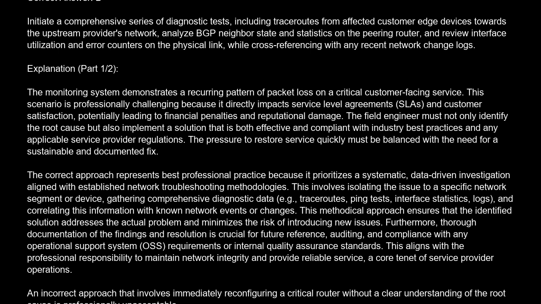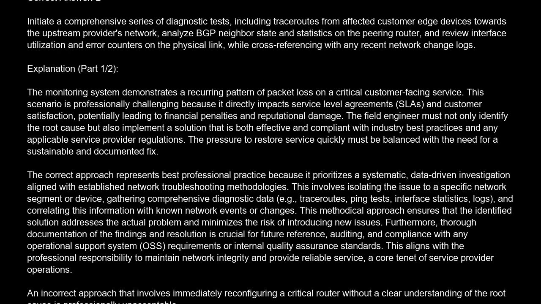Explanation: the monitoring system demonstrates a recurring pattern of packet loss on a critical customer-facing service. This scenario is professionally challenging because it directly impacts service-level agreements, SLAs, and customer satisfaction, potentially leading to financial penalties and reputational damage. The field engineer must not only identify the root cause, but also implement a solution that is both effective and compliant with industry best practices and any applicable service provider regulations. Pressure to restore service quickly must be balanced with the need for a sustainable and documented fix.